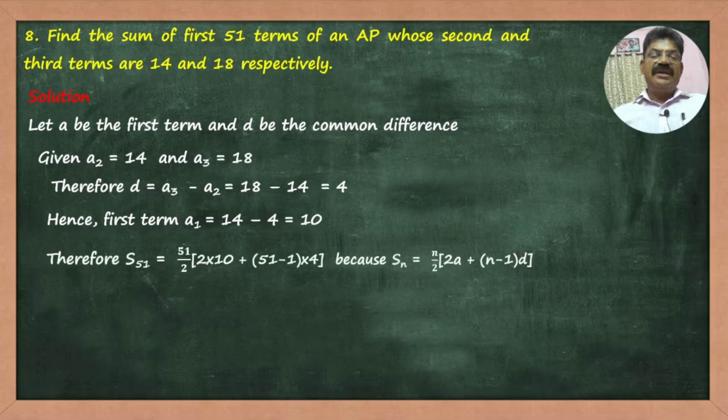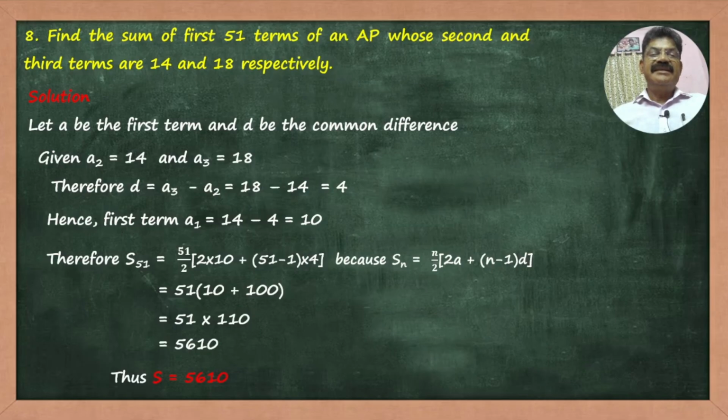So, A is known, D is known, N is also known. Therefore, S51 is equal to 5610. So, just a simplification. Okay, if you understand the problem, then you can easily solve what is given, what is required.